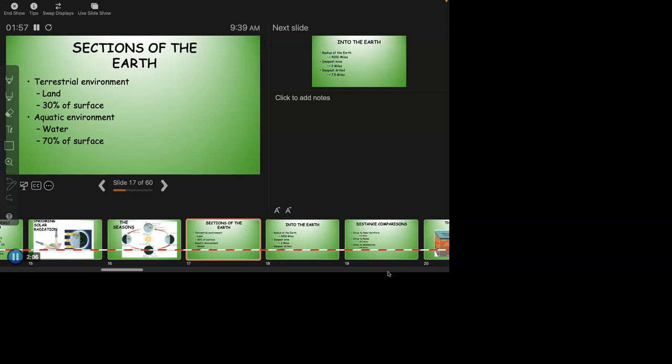Aqua, water, you know that one, right? And most folks are familiar with terrestrial, but when you start conjugating it, I like extraterrestrial, means from outside of the Earth. So that's really what that word means. Terra is the Earth. So we've got land, 30%, aquatic, 70%.